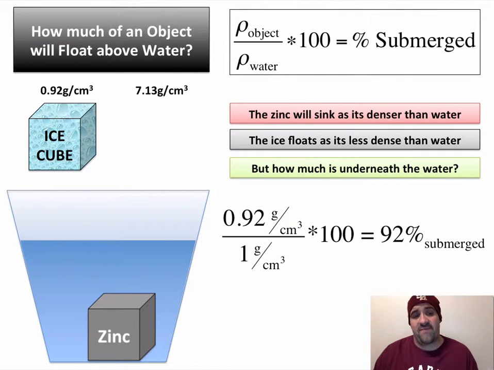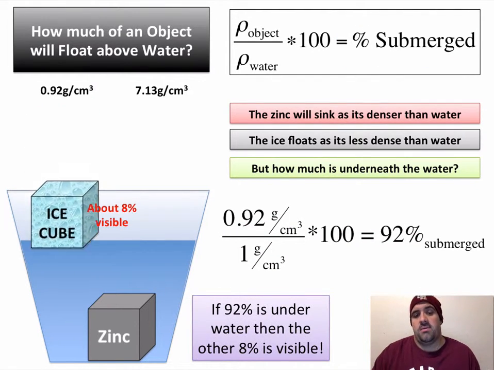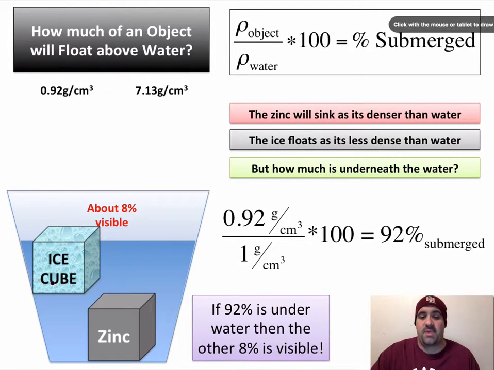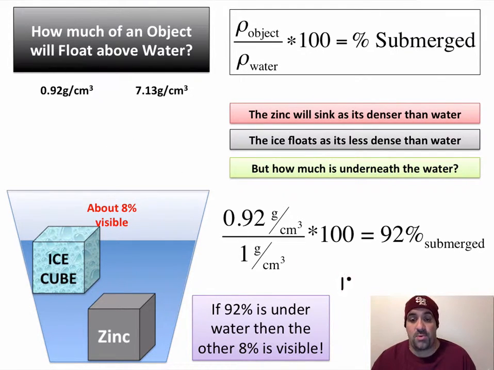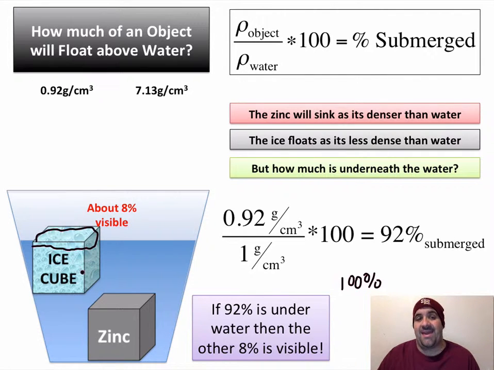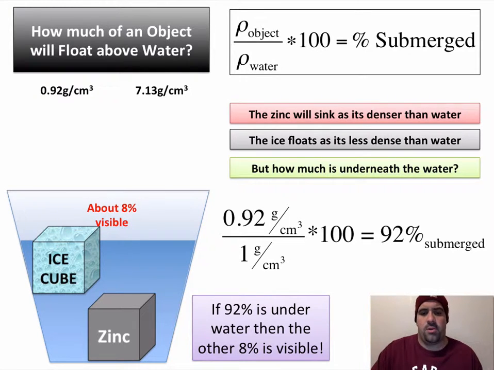And I have a cleaner version of that right there. Remember that in terms of percents, you can only have 100% of something. That's everything, 100%. If 92% is under the water, there's only 8% left. So about 8% of an ice cube is visible in a glass of water, and about 92% is underneath. It's different for salt and fresh water because salt water is a little bit more dense than fresh water. So the ice will float a little bit higher on salt water. You have a little bit more above water than in fresh water.